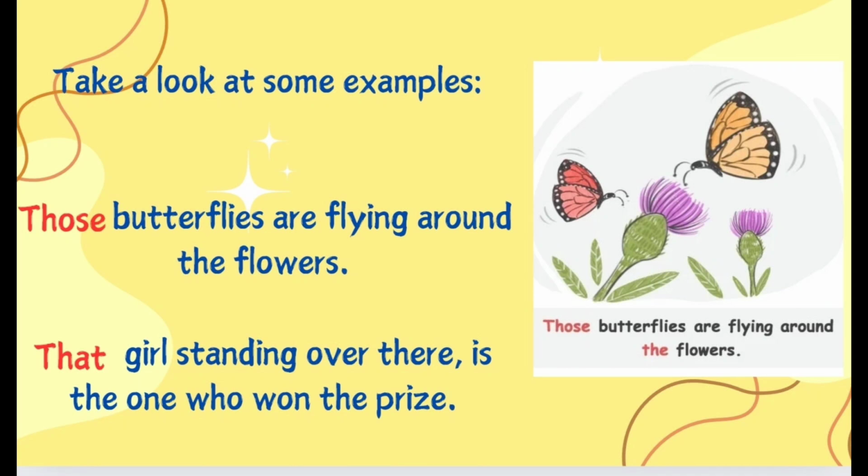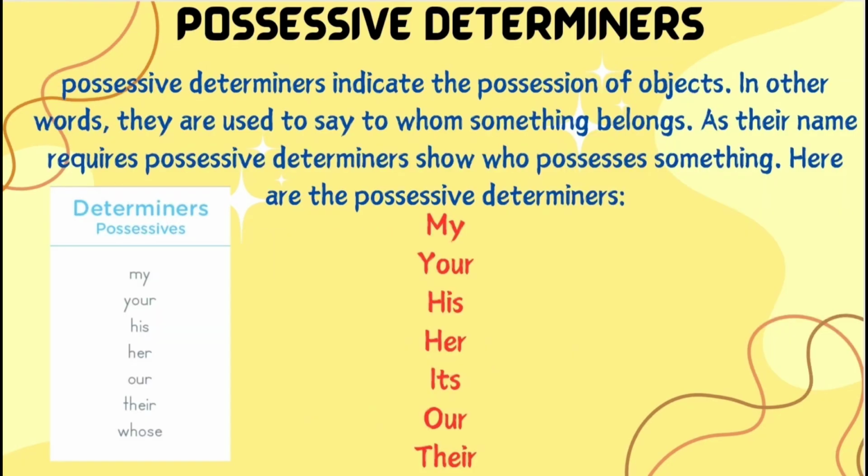Take a look at some examples. Those butterflies are flying around the flowers. That girl standing over there is the one who won the prize. So the words those and that are the demonstrative determiners.